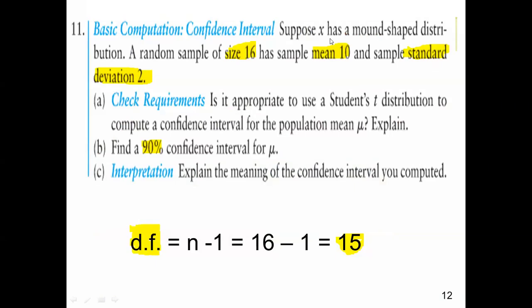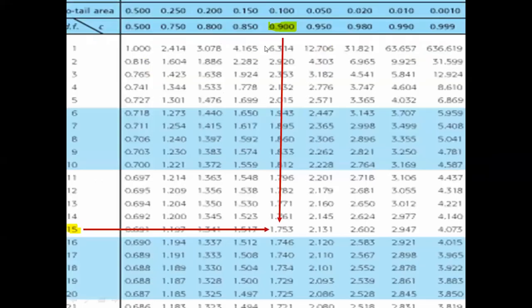All right, so I give you some information here. Suppose x is a mound shaped distribution. Sample size n is 16. Sample mean is 10. Standard deviation is 2. We know that's s. Degrees of freedom is n minus 1, which is 15. Looking for a 90% confidence interval. All right, so there's my 90%, there's my 15, and they intersect at 1.753.